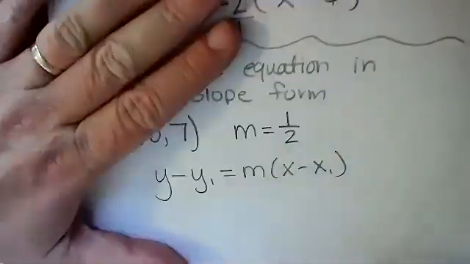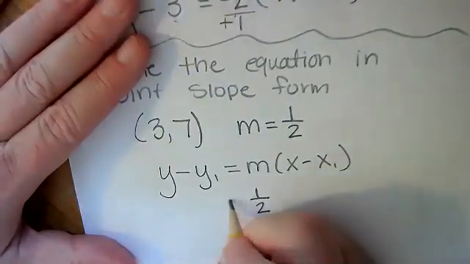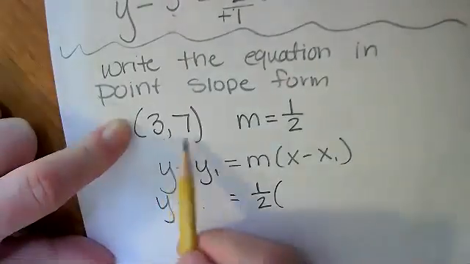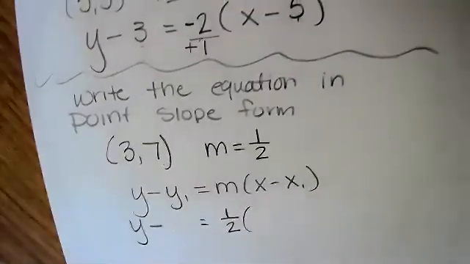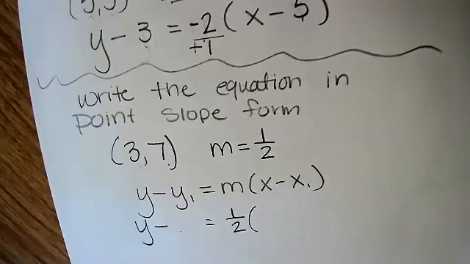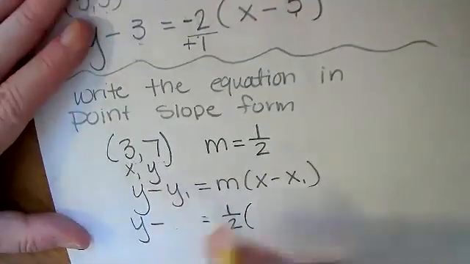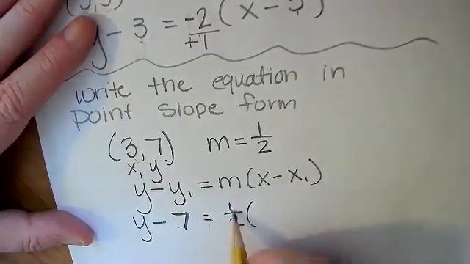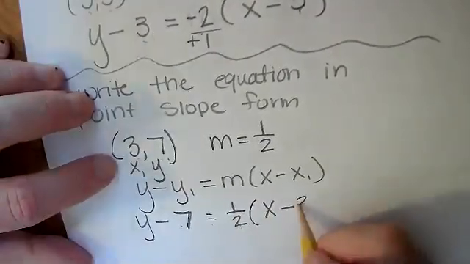So my m is 1/2. So this is going to be 1/2 right there. Okay, so y minus, what's my y coordinate up here? The 3 or the 7? Okay, don't make me sing my alphabet song again. Remember, when you have coordinates, A, B, C, D, E, F, G, H, I, J, K, L, M, N, O, P, Q, R, S, T, U, V, W, X first, y second. So my y coordinate is 7. Okay, equals my slope 1/2 times x minus my x coordinate, which is 3.